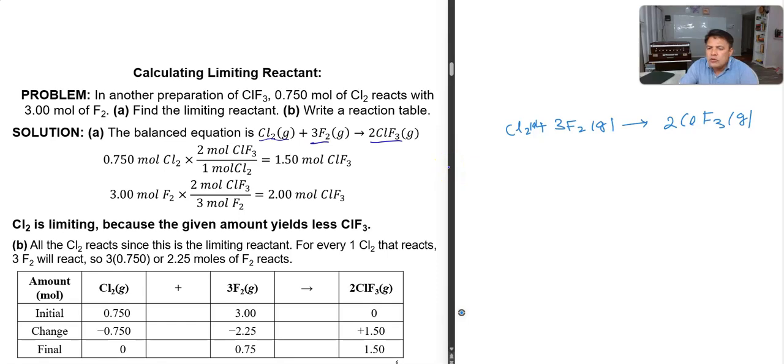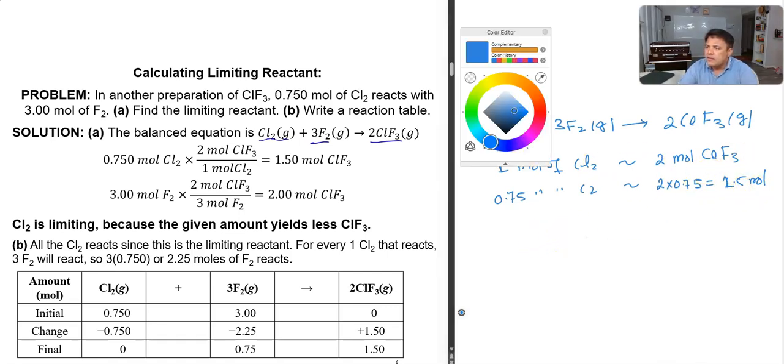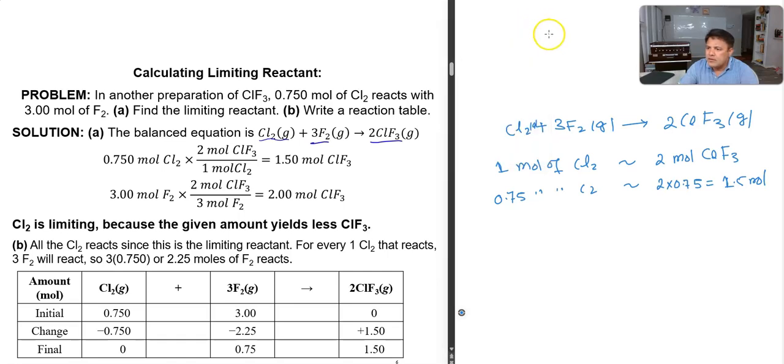So how many moles of the chlorine? 0.75. So this relation tells us that 1 mole of chlorine is equivalent to 2 mole of ClF3. But you have 0.75. Okay, 0.75 mole of Cl2 is equivalent to 2 times 0.75, that is equal to 1.5 mole of product, right? So chlorine gives that. Now this gives 1.5 mole.